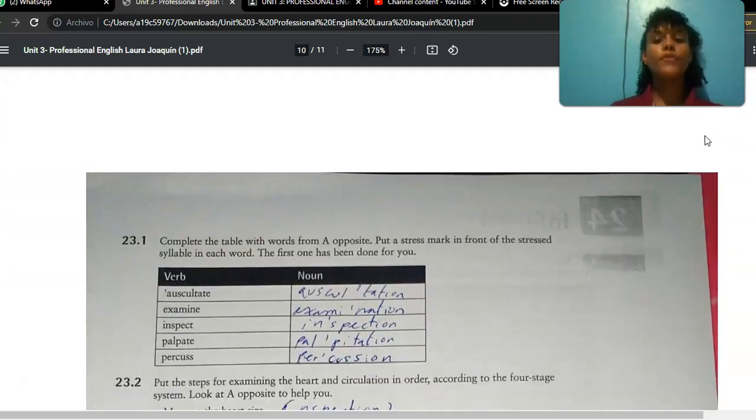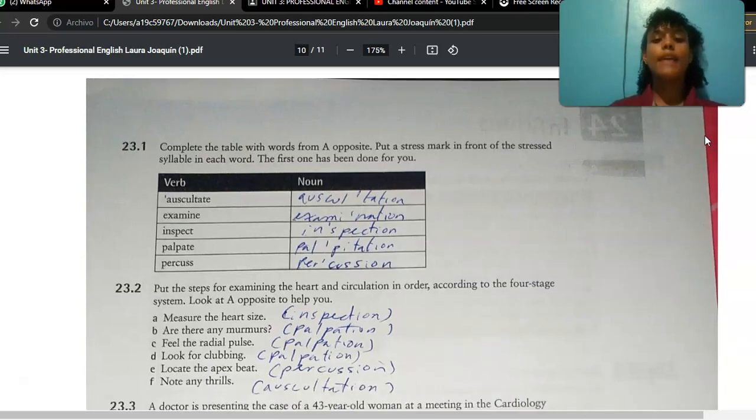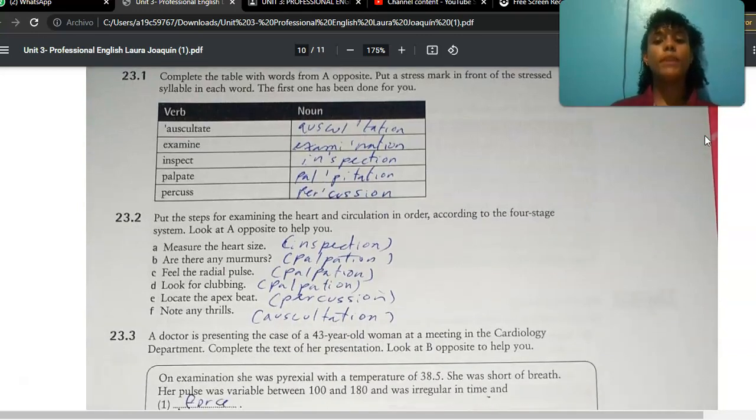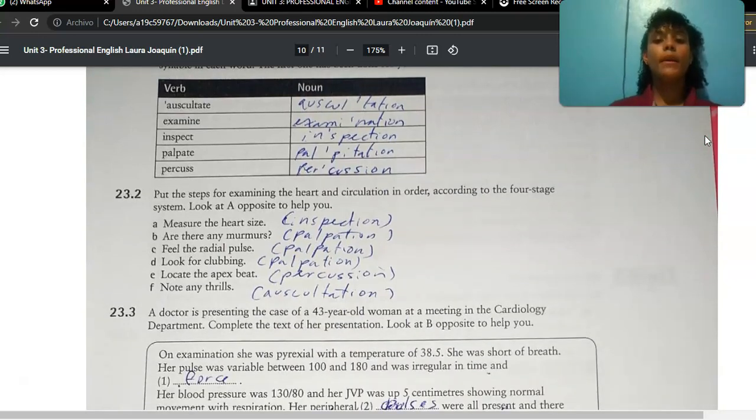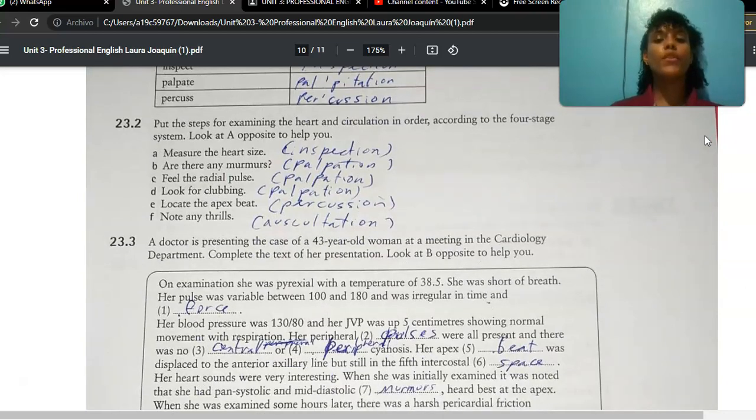Complete the table with words from opposite, putting a mark in front of the stressed syllable in each word. The first one has been done for you. Auscultate, auscultation, examination, inspect, inspection, palpate, palpitation, percuss, percussion. Put the steps for examining the heart and circulation in order according to the four-stage system. Look at the opposite to help.